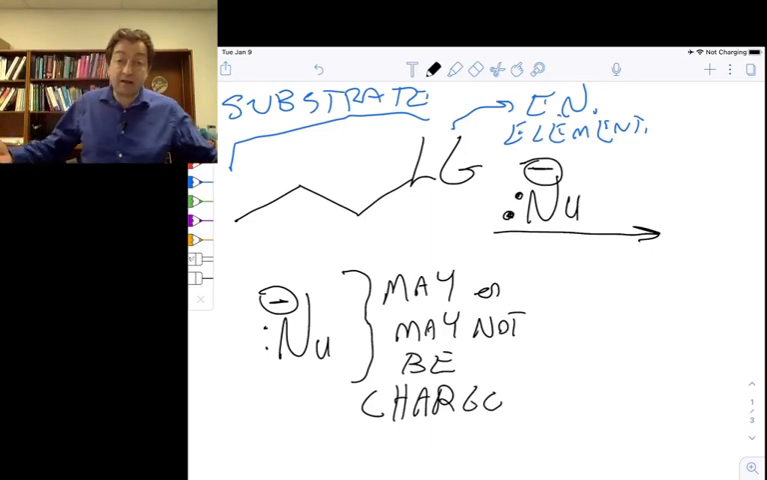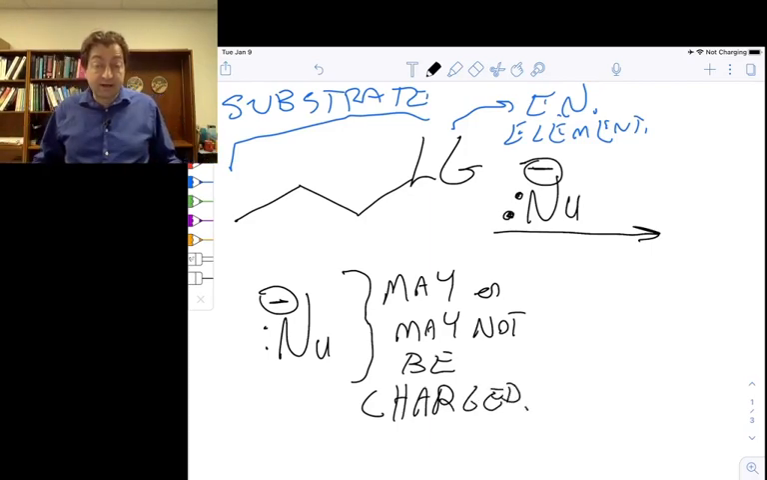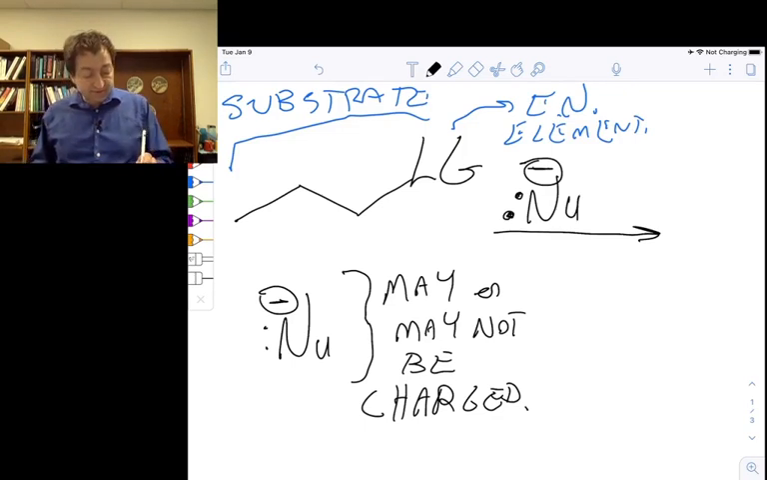Right, so many elements, if they've got a lone pair of electrons, often carry a negative charge on them, but also we'll see lots of examples of nucleophiles that are neutral atoms that come in and act as a very good, very strong nucleophile anyway, even though they've got a lone pair available to do this. And so that nucleophile may or may not be charged, and then we can use that nucleophile to displace that leaving group.